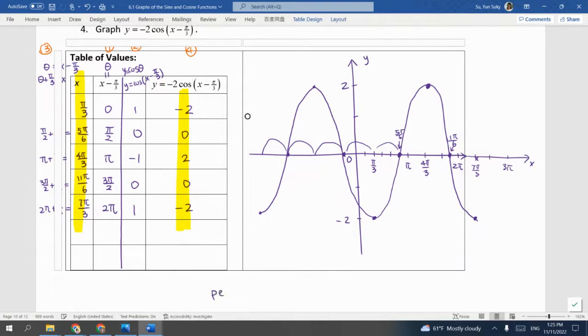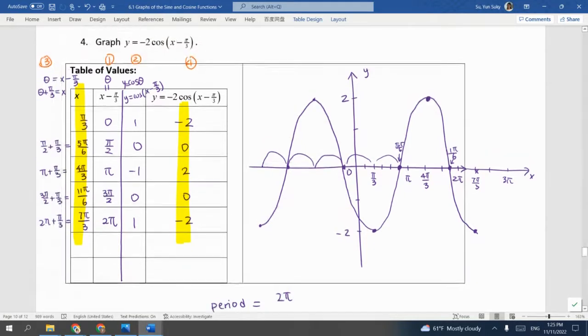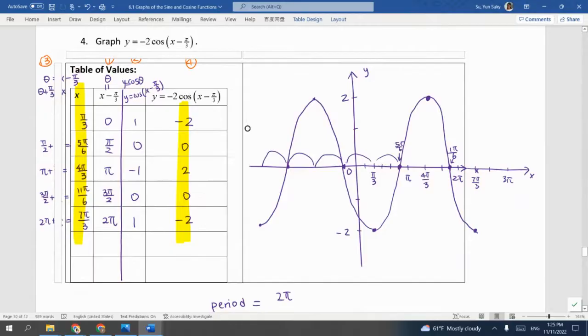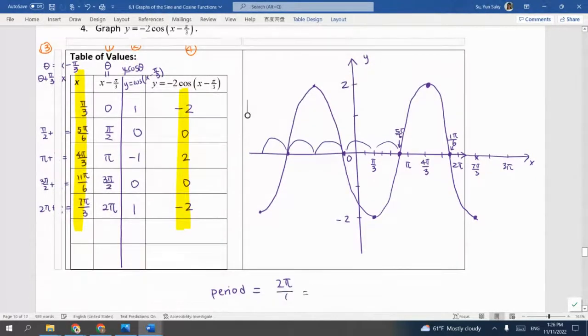Okay, and then I will also ask you, what's the period? Cosine. The period of cosine x is 2 pi. And then you look at x. What's the coefficient of x? What's the coefficient of x? 1. So therefore, the period is 2 pi over 1, which is 2 pi.